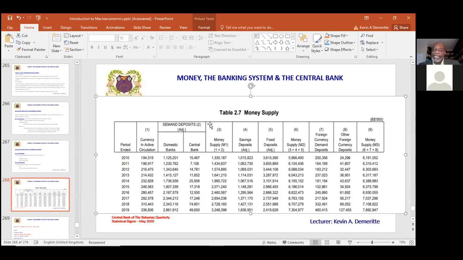And when you add them together, we said currency in active circulation plus demand deposits gives us our money supply, our M1, which is our base money. And the base money is about 3.2 billion. So 3.2 billion in base money. Now, when you add savings deposits, which is about 1.6 billion, plus fixed deposits, which is another 2.4 billion, we end up with M2 of 7.3 billion.